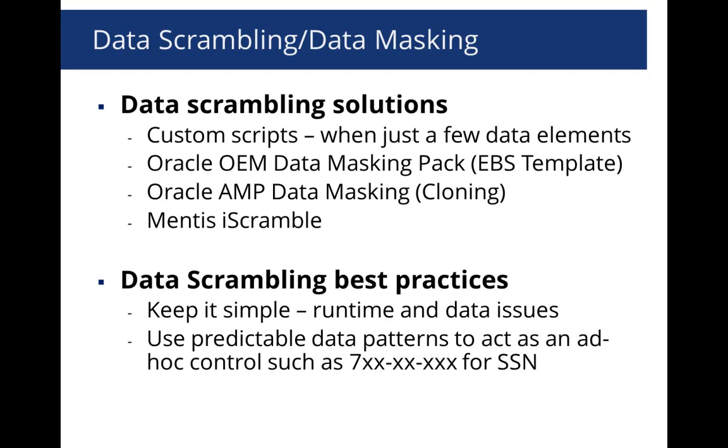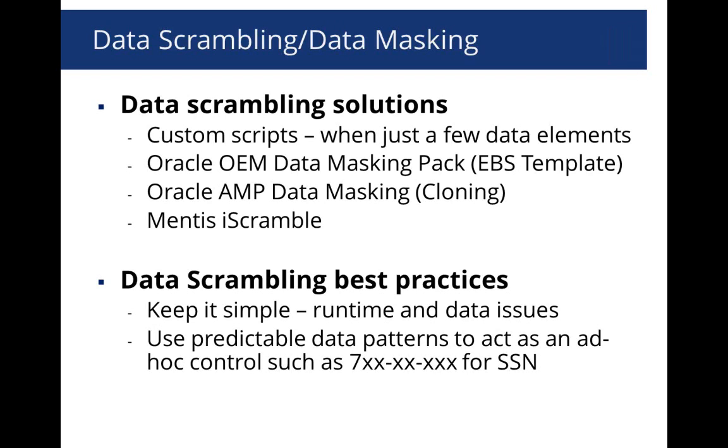Once you've figured out what you need to scramble, unless you need to maintain lots of referential integrity, and most Oracle Business Suite tables you don't, though there are some cases where you'll have to, it's actually pretty easy just to write your own scripts, especially if you're doing social security numbers and things like that. If you really need to scramble many, many columns, then you need to buy a product.